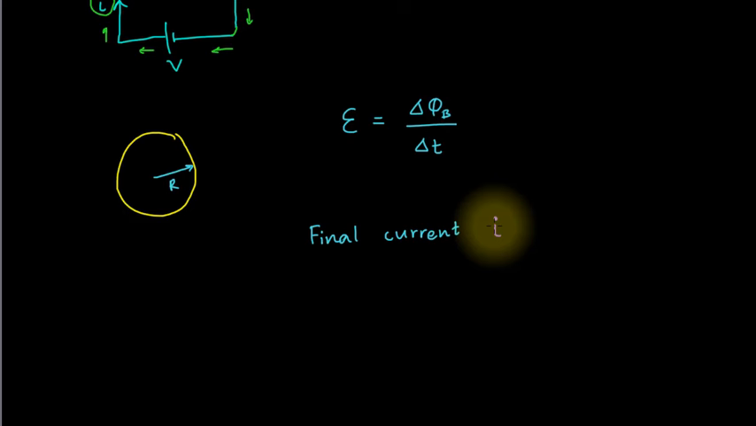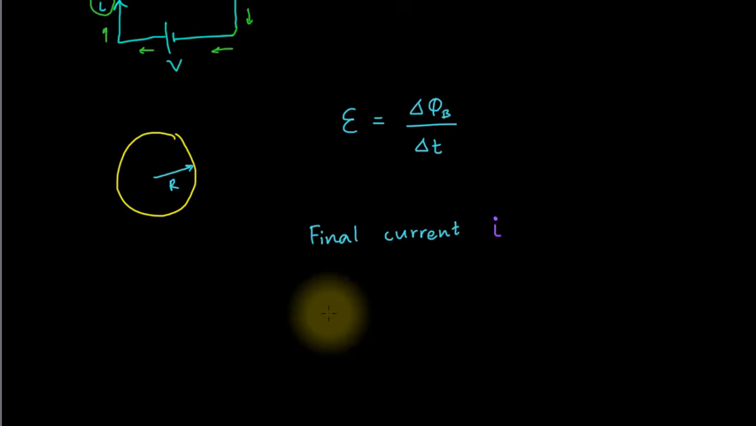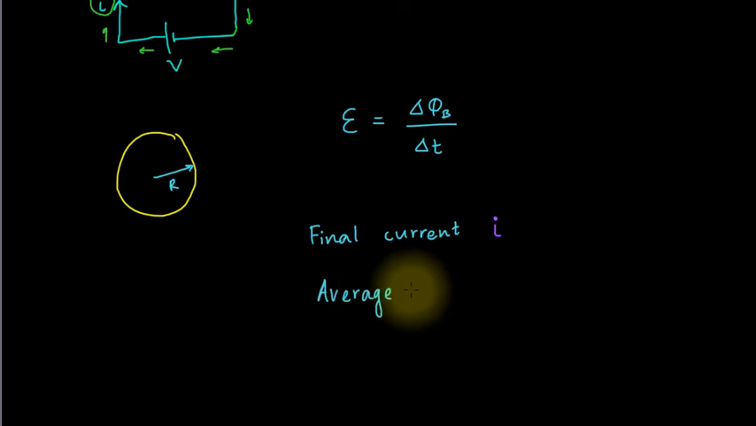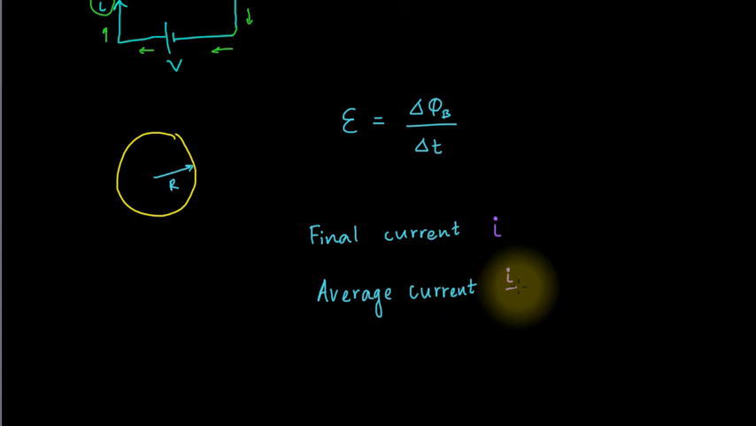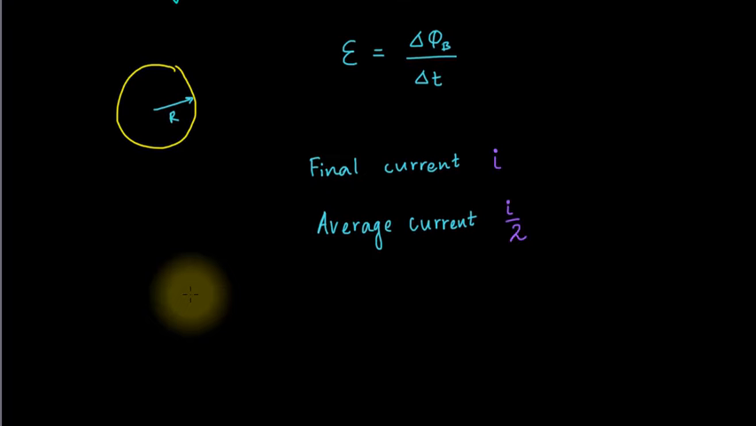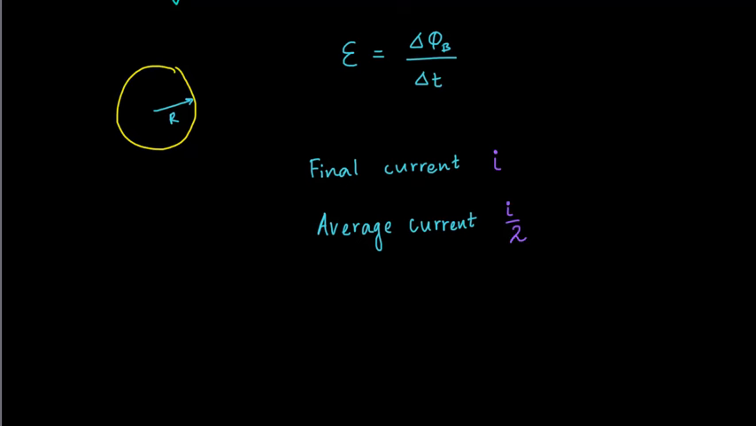So the rate of increase of this current will also be constant, and so the average current in this time interval delta t will just be the initial current plus the final current divided by 2. That means the average current in this case will be I by 2. So the average power consumption during this time interval delta t will just be the electromotive force, that is epsilon, into this average current, that is I by 2.